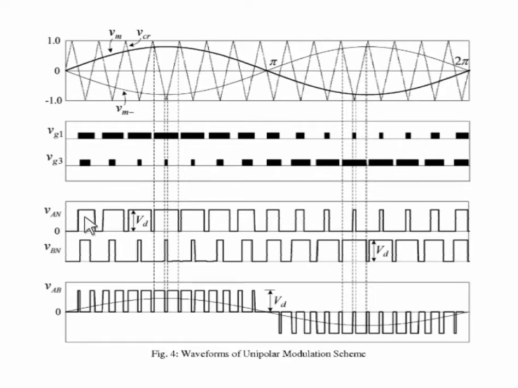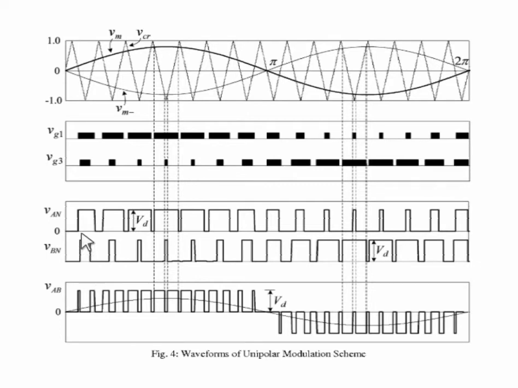This output with respect to neutral is AN, and this output of phase B with respect to neutral is BN. So finally, for the voltage between A and B, we get VAB. If we compare those two signals, we get this kind of pulses. If we subtract this pulse from this pulse, we get this pulse.